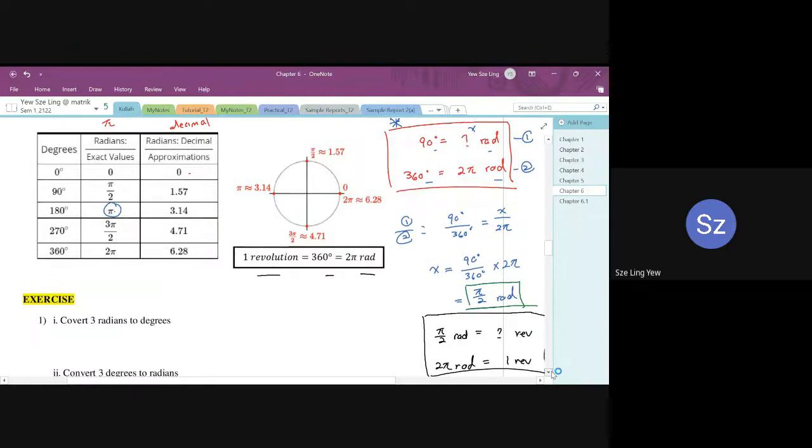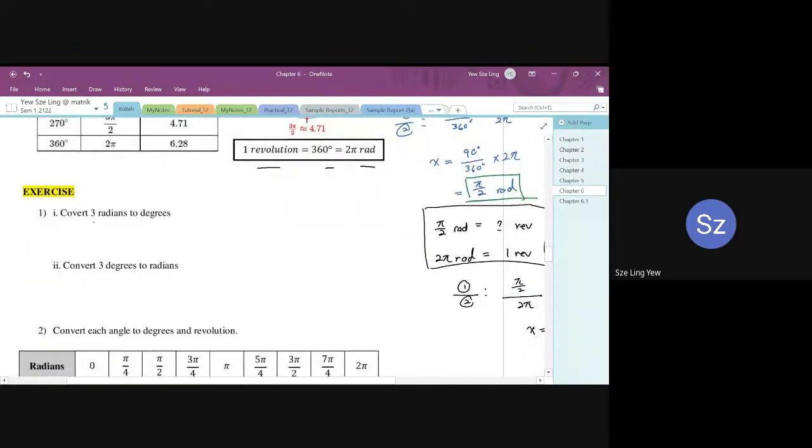Now convert 3 radians to degree. How are we going to convert 3 radians to degree? So 3 radian equals to how many degree? You form an equation first. I'm going to call it x, so 3 radian equals to x degree.